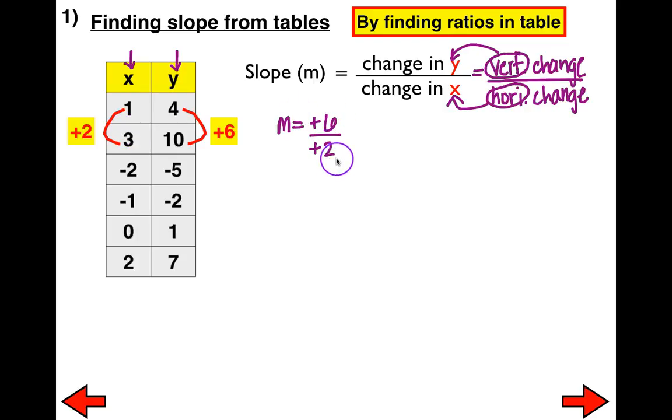Now all you're going to do here is simplify. What is positive 6 divided by 2? This one I could actually divide evenly. It's going to equal 3.